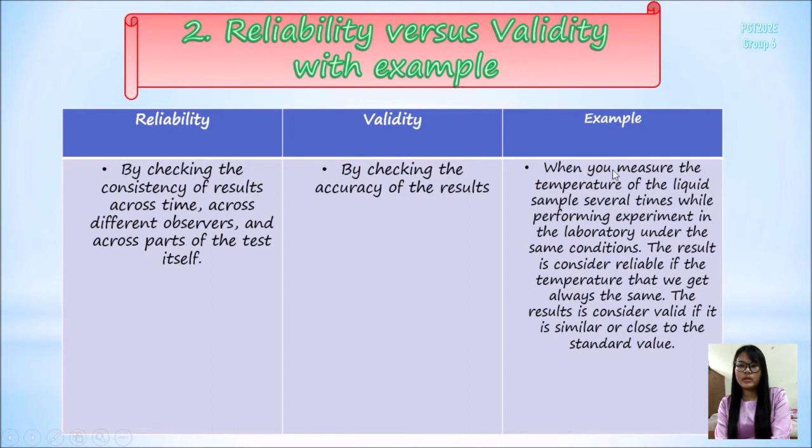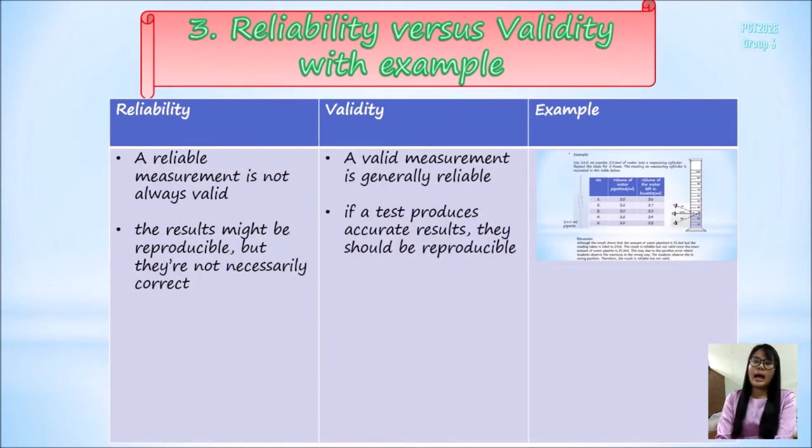I give an example. When you measure the temperature of a liquid sample several times while performing an experiment in the laboratory under the same condition, meaning the same temperature and pressure, the result is considered reliable if the temperature that we get is always the same. The result is considered valid if it is similar or close to the standard value.